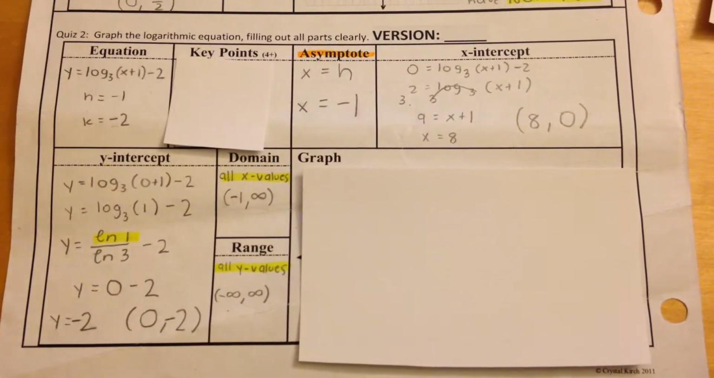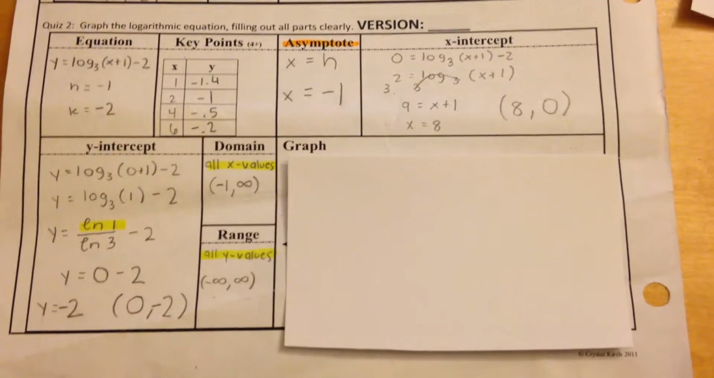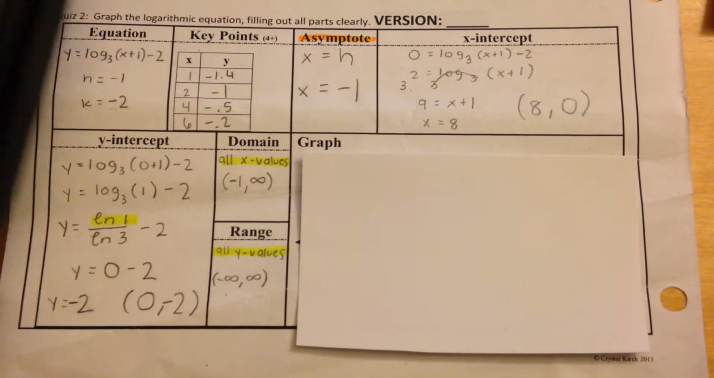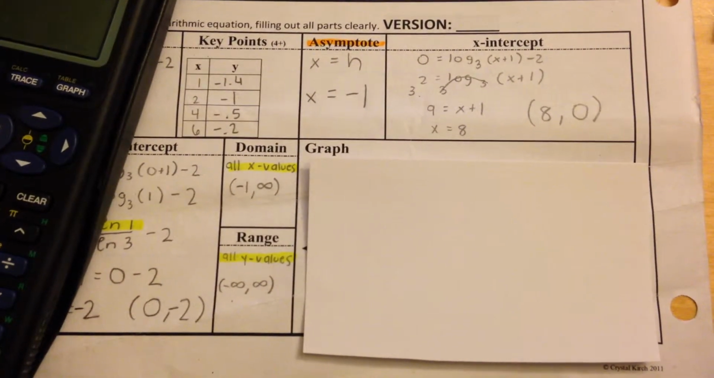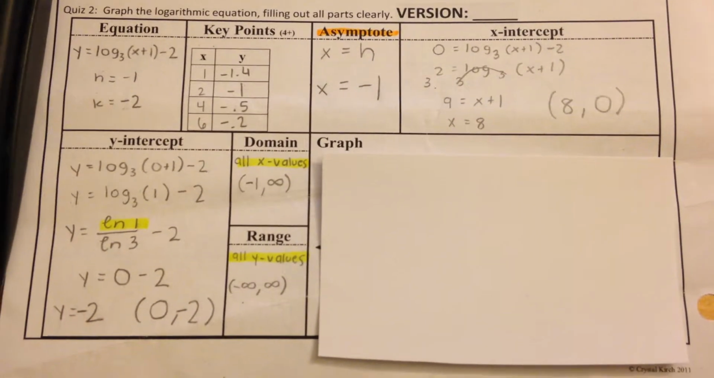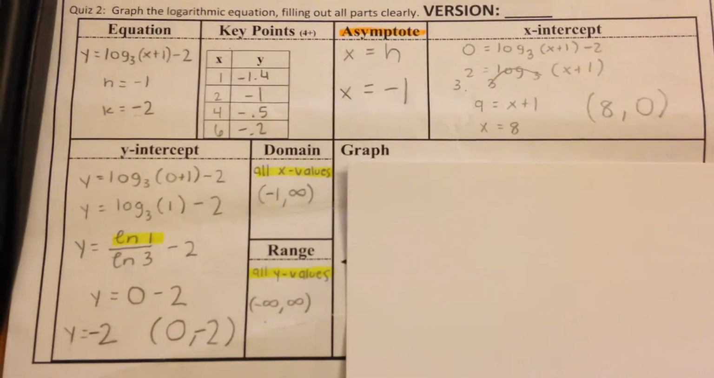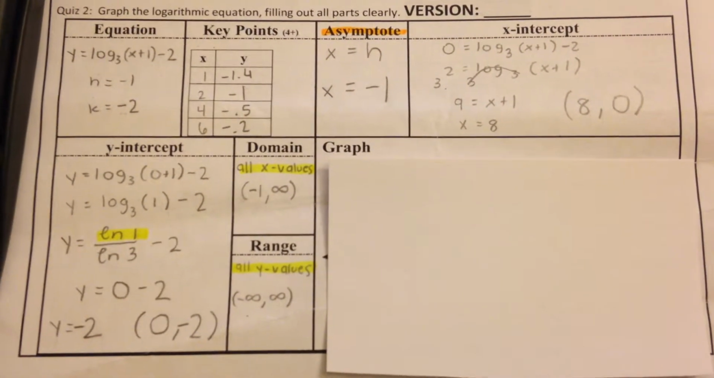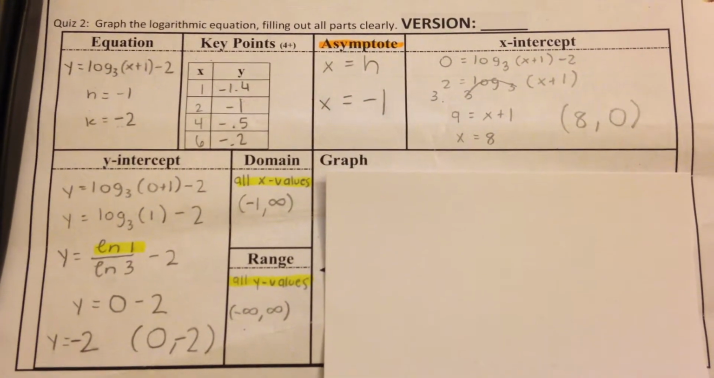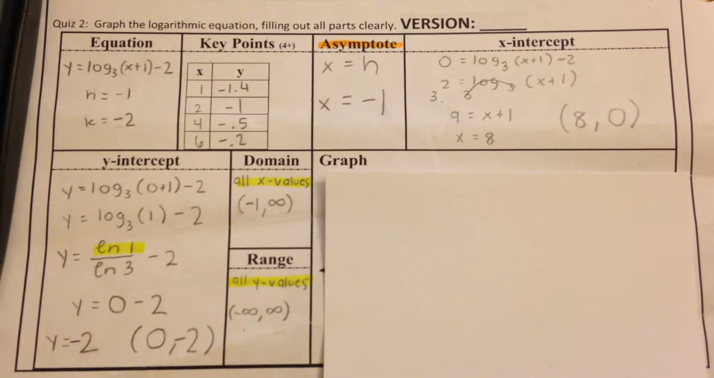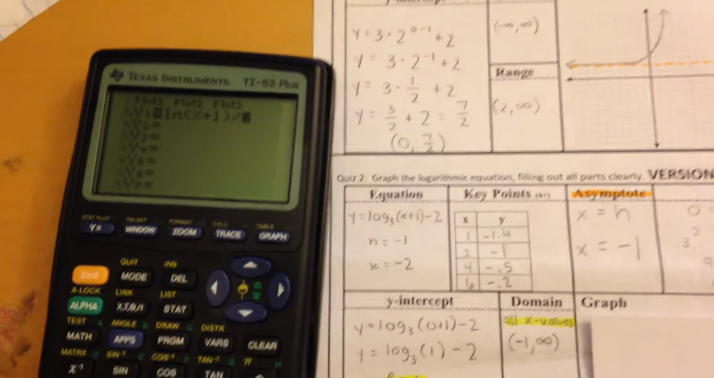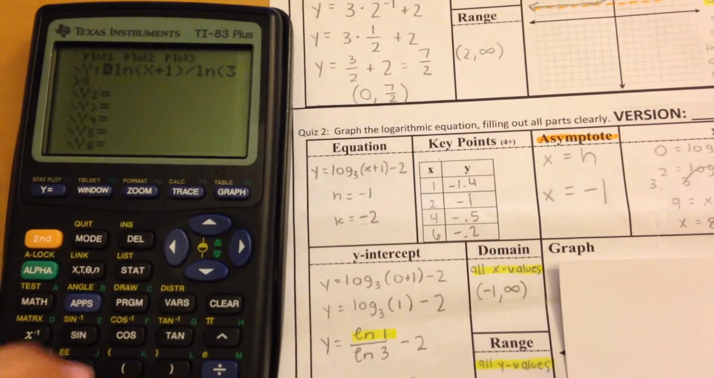And the last thing we need to find is our key points for the graph. To input your graph into the y equals screen, we have to do something different because it's a little bit harder. So we use a change of base formula: natural log of (x + 1) divided by natural log of 3, minus 2.